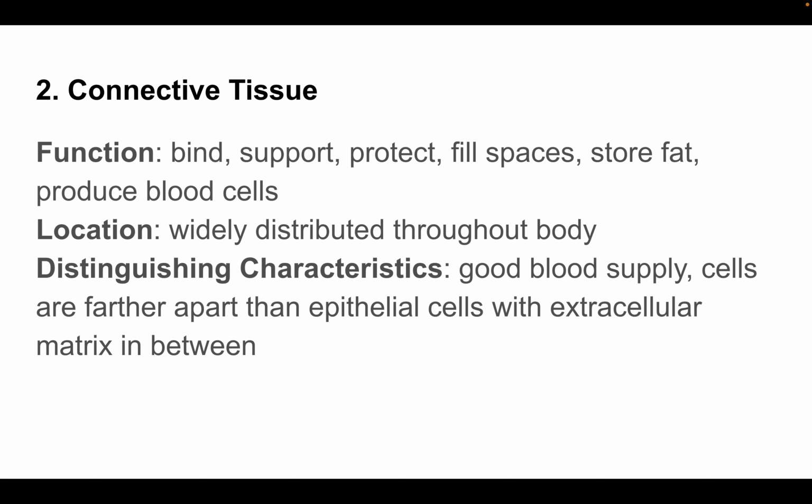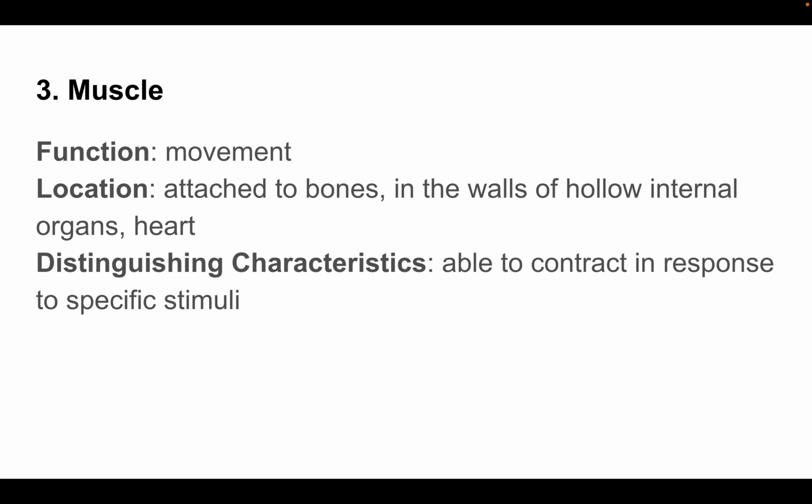Connective tissue, which will be the second type of tissue we'll cover later on, they bind, they support, they protect, they fill spaces, they can store fat, they produce blood cells, and you find connective tissues all throughout the body. But these cells do have a good blood supply, okay? And they're not compact like our epithelial cells, they're a little bit further apart. And a lot of them have extracellular matrix in between, and those are collagen and integrin and sometimes receptor cells talking to each other. So those are connective tissues that hold things together.